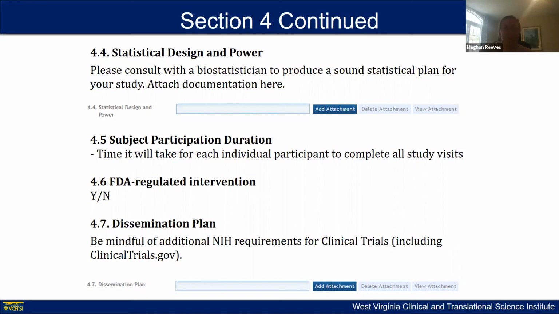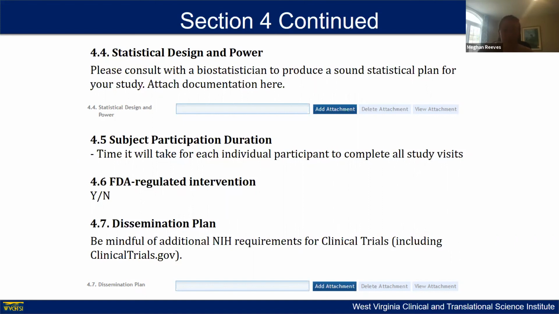Your subject participant duration, this is just sort of a fill in the box, but it's how long each participant would be included in the study. They want you to indicate whether it's an FDA regulated intervention, yes or no. And then the last thing is your dissemination plan.